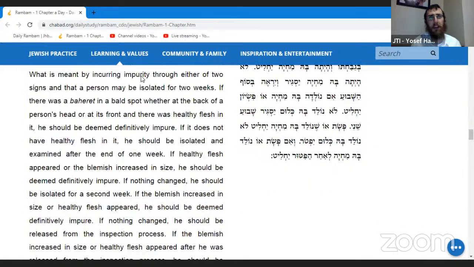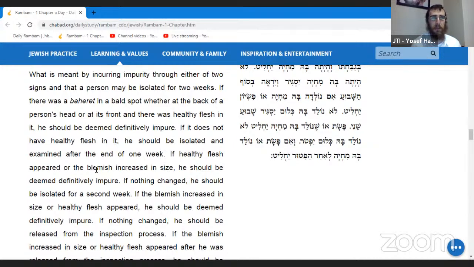What is meant by incurring impurity through either of these two signs, and that a person may be isolated for 2 weeks? Let's spell this all out. If there was a baheres, meaning a white dot on his head in a bald spot, whether at the back of a person's head by his kareach or at the front of his head, and there was healthy flesh in it. So we said one of the signs of impurity is when you have a white spot and a little bit of healthy flesh in the middle. Then he's definitely impure, or he should be deemed definitely impure by the Kohen, he's tamei. If it does not have healthy flesh in it, you just have a white dot, then he needs to be isolated and examined after the end of 1 week.